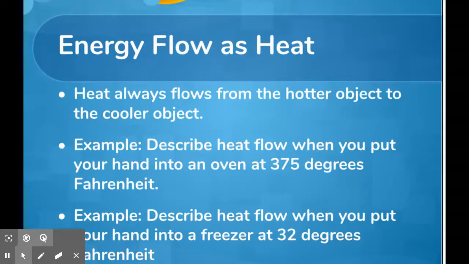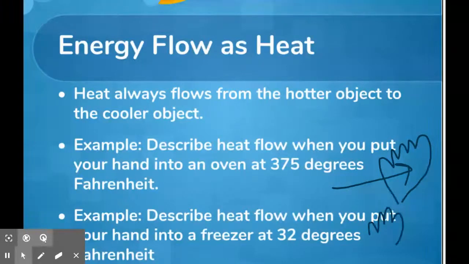So in our examples here, we want to describe the heat flow when you put your hand into an oven at 375 degrees Fahrenheit. The oven is warmer than your hand, so heat will flow from the oven into your hand and make your hand feel warmer. The second example says describe the heat flow when you put your hand into a freezer at 32 degrees Fahrenheit. What would actually be happening here is your hand has more heat than the freezer. Even though it feels cold when you put your hand in the freezer, that is because heat is flowing from your hand into the freezer where it is colder.